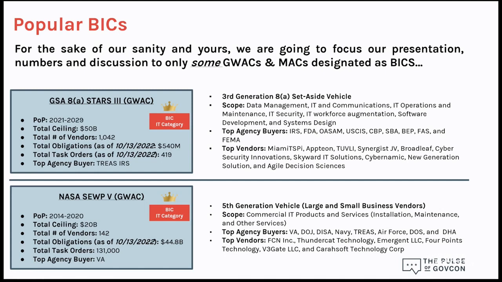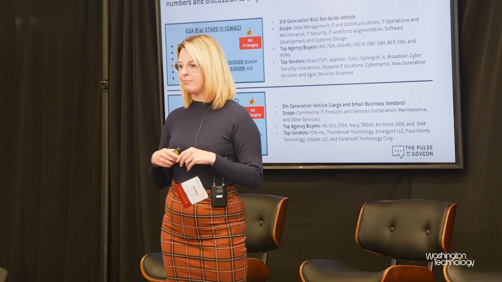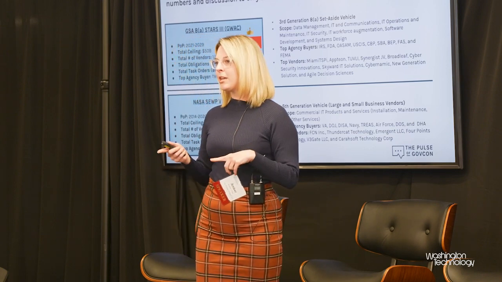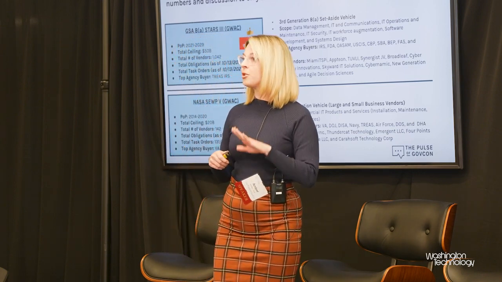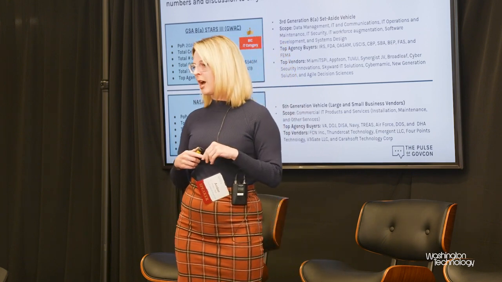The first is the GSA 8(a) STARS 3 award that was recently made. This is the 3rd generation of an 8(a) set-aside vehicle that is extremely popular. It does have a ceiling of $50 billion, and there are over 1,000 vendors on it. As of earlier this month, spending on that vehicle has been about $540 million, with over 419 task orders that have been disseminated across it. But the top agency buyer right now on GSA 8(a) STARS 3 is the Treasury IRS.